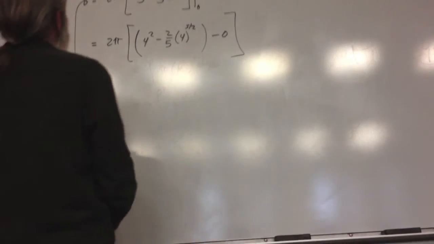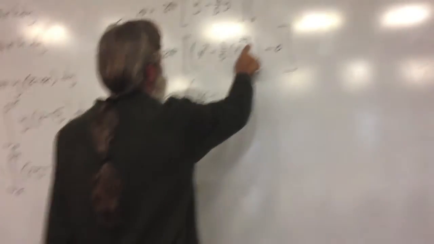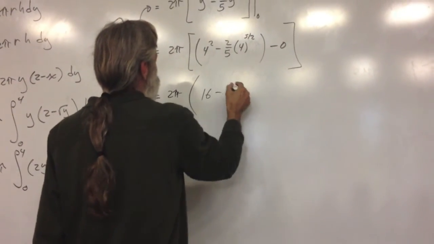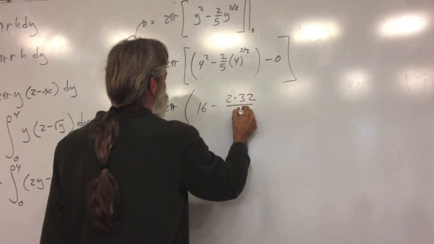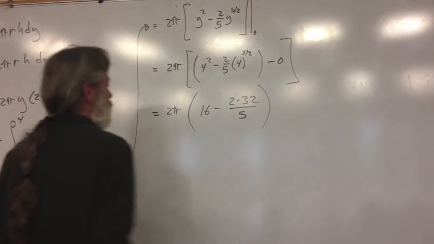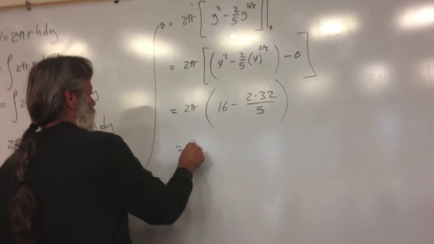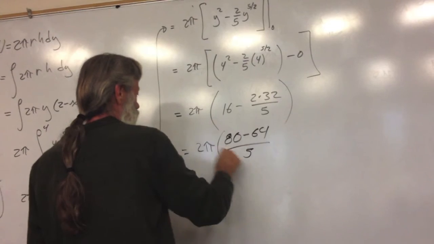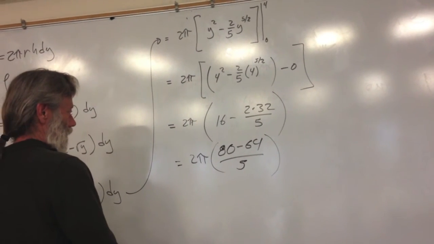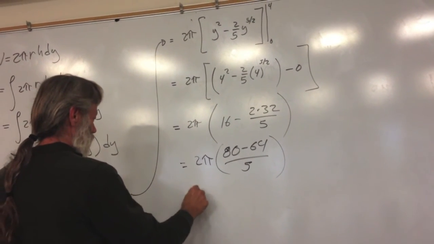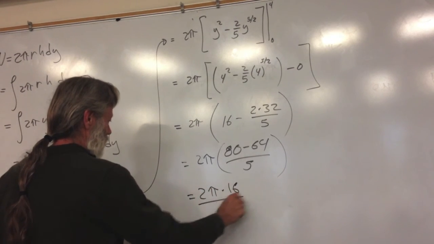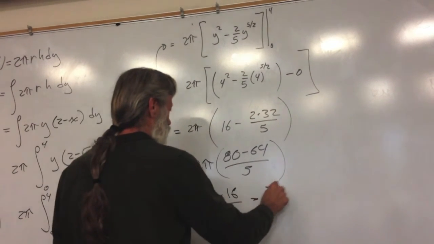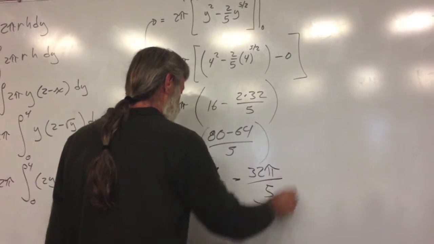Oh boy, what do we got here? 2 pi with 16 less 4 square root 2 fifth, 32. So we have a 2 times 32 over 5. So we've got a 2 pi with 80 less 64 over 5. The 64 is 16. Oh, good. 2 pi times 16 over 5. Yes, that's the 32 pi over 5.